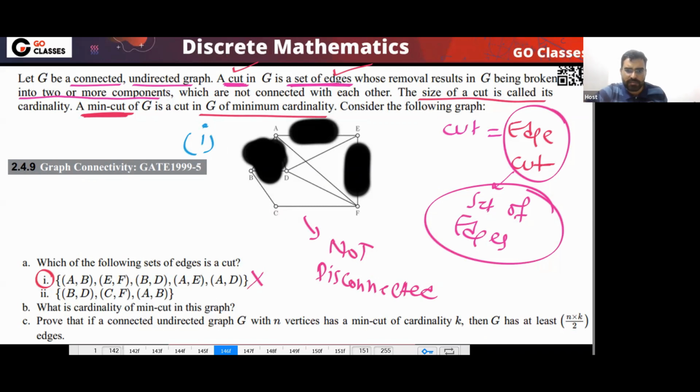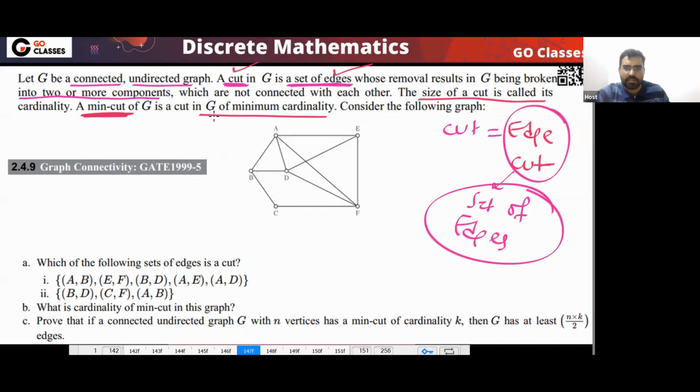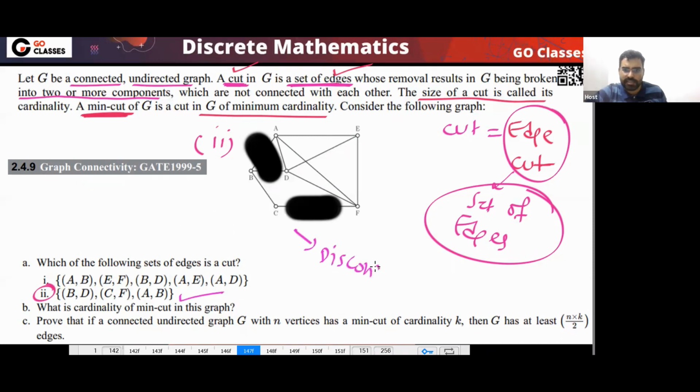What about the second option? Let's check option number 2. You are removing BD, you are removing CF, and you are removing AB. Now yes, this is what you have done. So now yes, this is the edge cut. This graph is now disconnected. So finally, this is the edge cut.